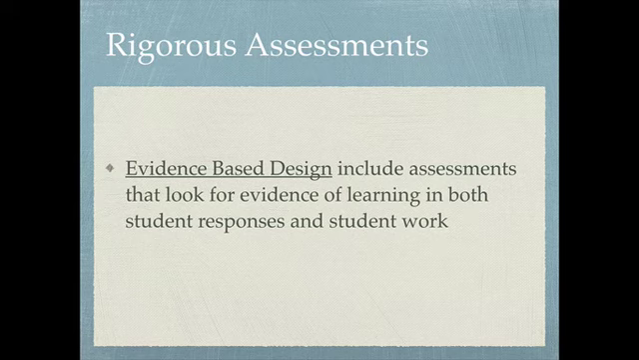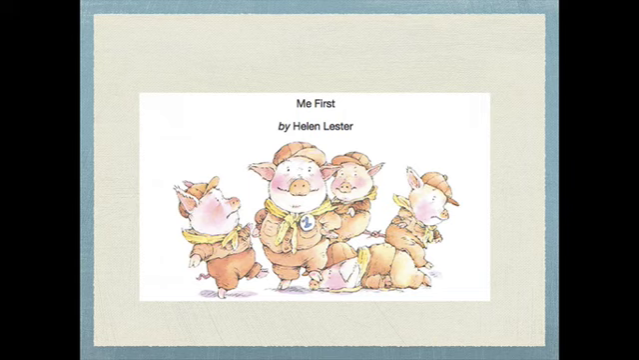So now we're going to take a closer look into the third grade sample item and really hone in on what makes it rigorous. But we're going to need a tool to do that. And so we're going to be analyzing, or looking closely at, the third grade sample. The text is called Me First by Helen Lessiter.